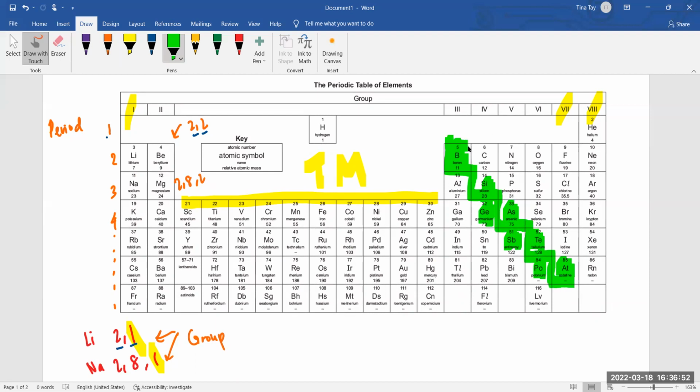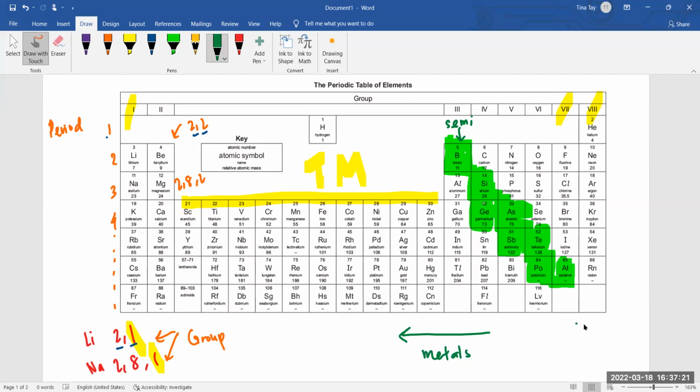Those that are on the line or beneath the line are semi-metals. The ones you actually need to know are only silicon and germanium. They only ask you these two. If you just remember silicon, that's very good already. Semi-metals have both metallic and non-metallic properties, but everybody on this side is a metal, and everybody on this side is a non-metal.